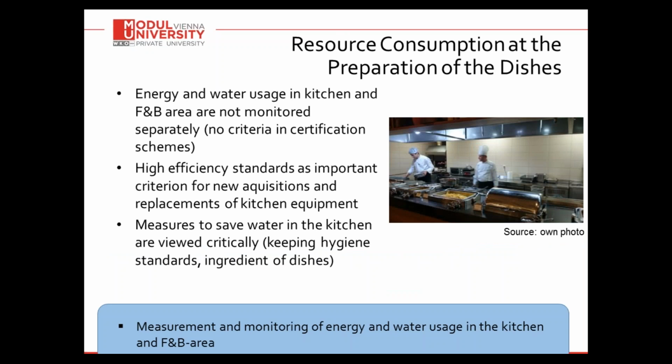Regarding resource efficiency in the kitchen, it was found that energy and water consumption in the kitchen and F&B area are usually not monitored separately. Therefore, it's hard to really control this energy and water usage. But in all hotels, there's a great awareness of energy efficiency, and energy efficiency standards for new acquisitions and replacements of kitchen equipment are in place. Measures to save water in the kitchen are viewed critically because water is used to keep the hygiene standards high and is also an ingredient of dishes. So definitely it would be very beneficial to introduce monitoring of energy and water usage in the F&B area. Next slide, please.